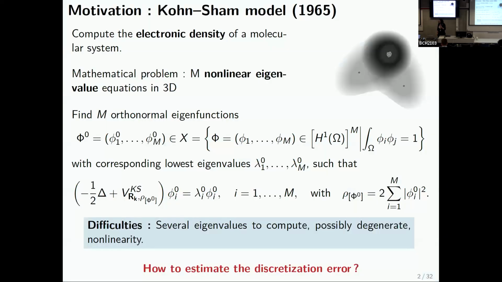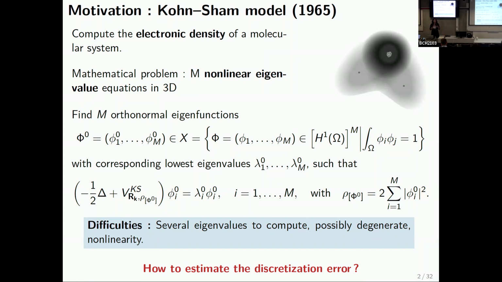The motivation for looking at eigenvalue problems is problems like what appears in DFT. For example, in the Kohn-Sham model, where you want to compute the electron density of a given molecular system. Mathematically speaking, the problem is PDEs with m nonlinear eigenvalue equations in 3D, where m is the number of electrons in the system, and where the operator that has to be diagonalized is minus Laplace plus some potential, which itself depends on the electron density of the system and the positions of the atoms.